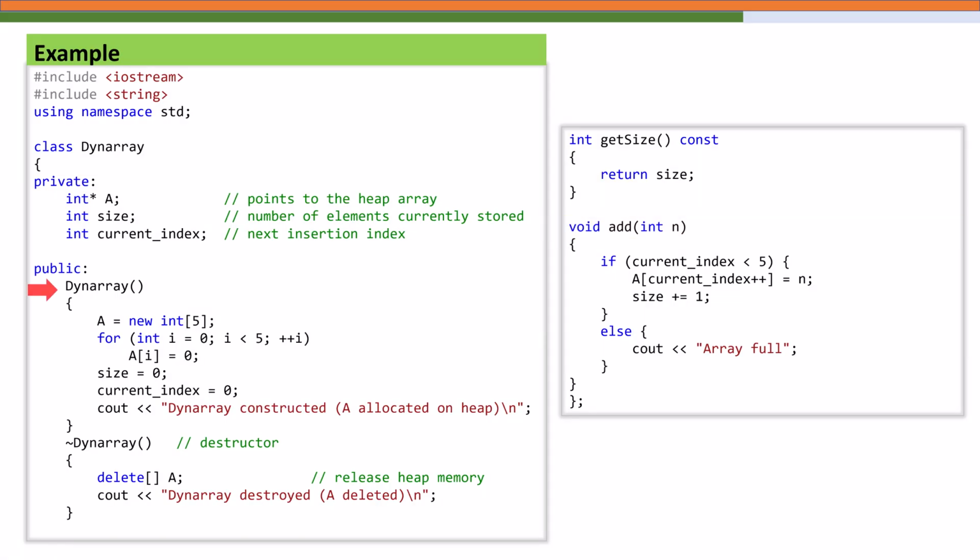Now let's walk inside the constructor. Inside DynArray, we call new int 5. This basically allocates an array of 5 integers on the heap because we have used the keyword new. The constructor fills it with 0 and prints a message so we can see it when it runs. Notice that our class now owns that resource.